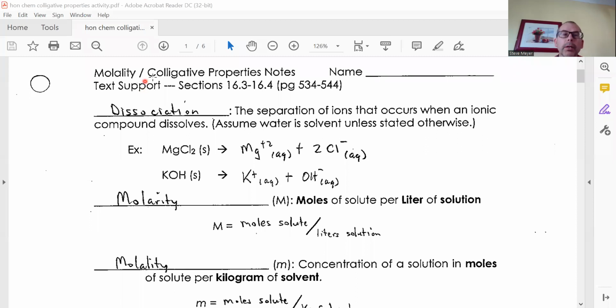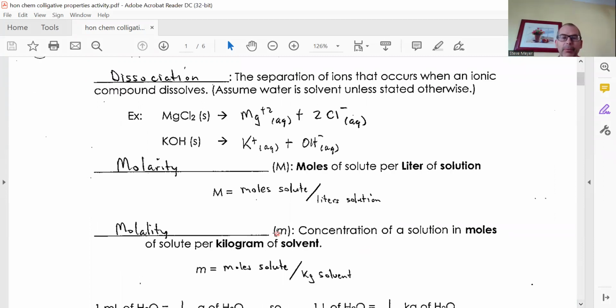All right, so we're going to look at colligative properties. And when we do colligative properties, mathematically, we have to use a term called molality, which is very similar to molarity. Here's the distinction. Molarity is moles of solute per liter of solution. Okay, what is molality? And that's represented with a small m instead of a big M. It is the concentration of a solution in moles of solute per kilogram of solvent.